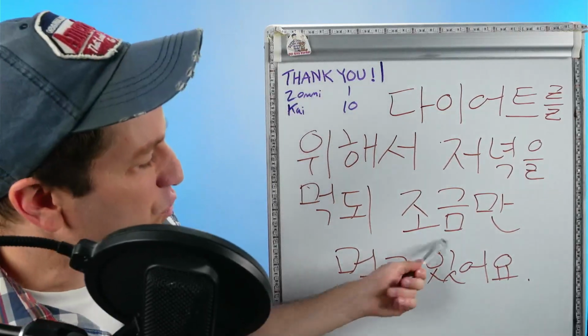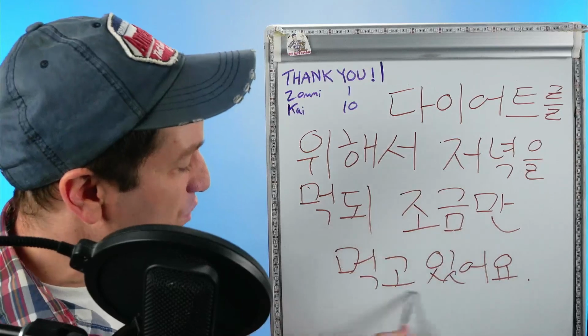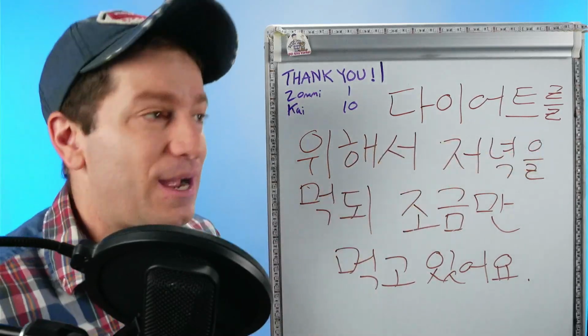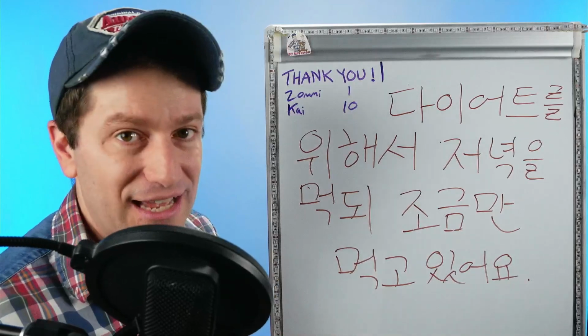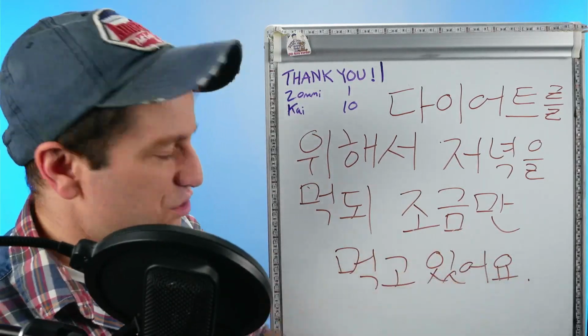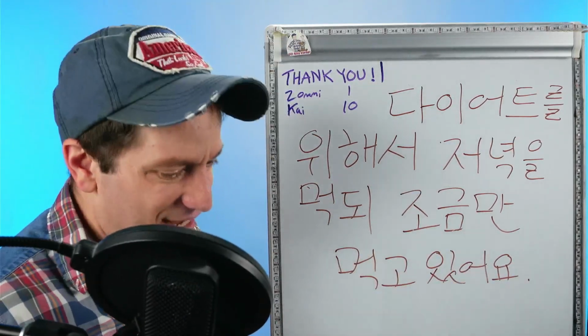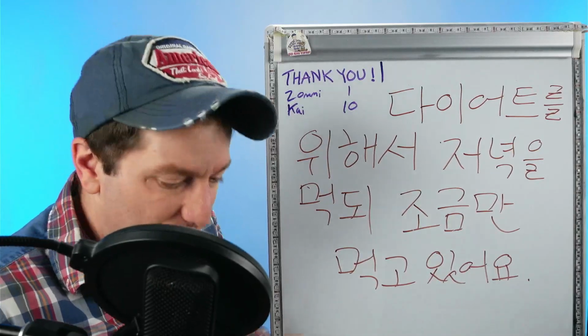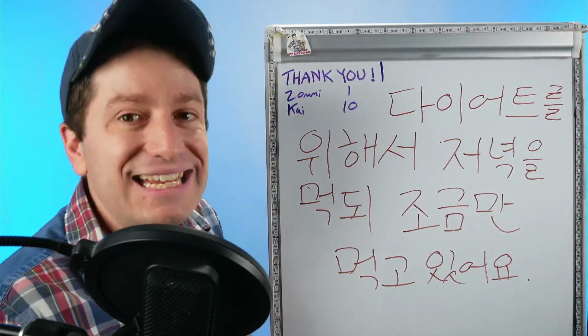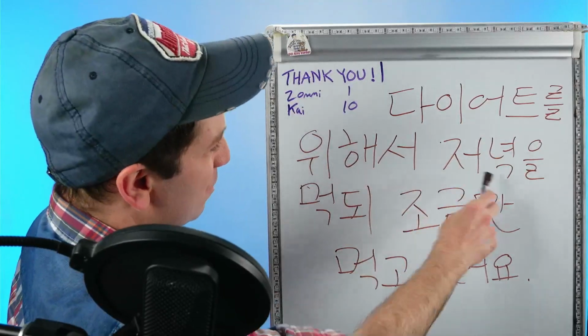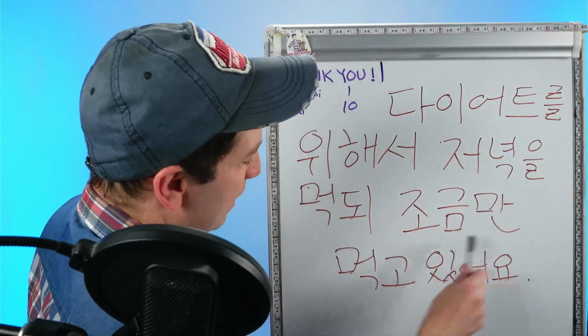Well, in this case, 조금, a little bit, 조금만 먹고 있어요. So I'm eating dinner for my diet. However, the limit to that is, the requirement to that is 조금만 먹고 있어요. So I'm only eating a little bit. So yes, I am eating dinner for my diet, but I'm only eating a little. So I'm on a diet and I'm eating dinner, yes, but I'm only eating a little bit. 다이어트를 위해서 저녁을 먹되 조금만 먹고 있어요.